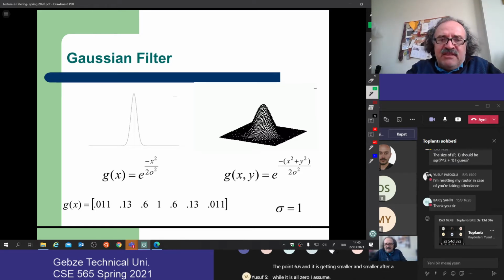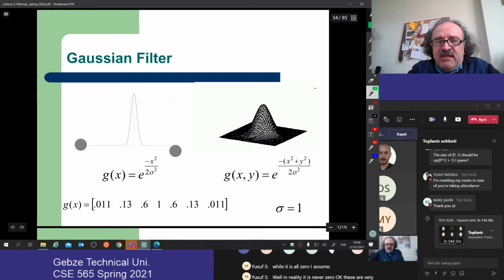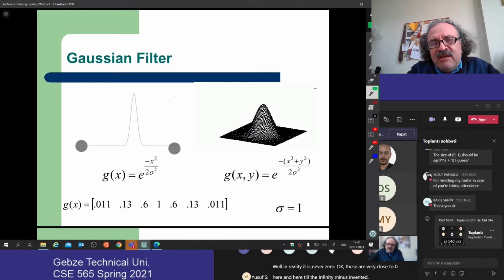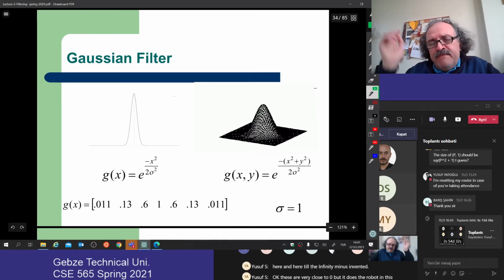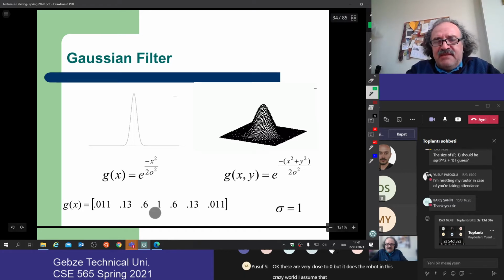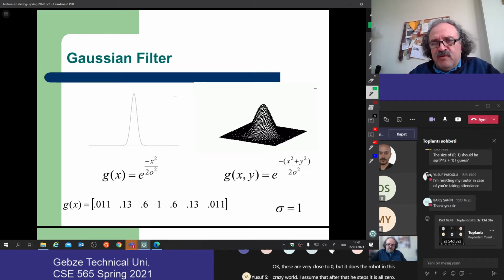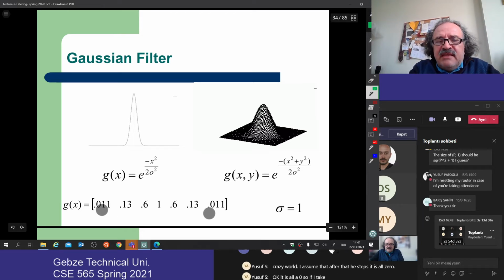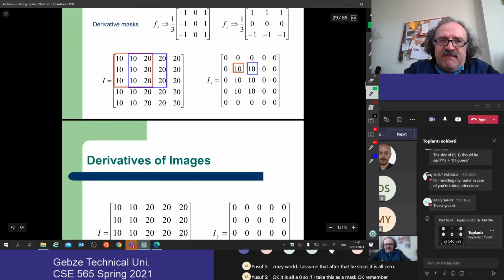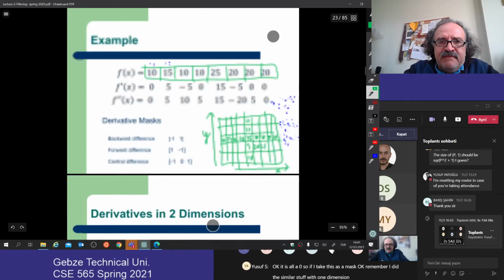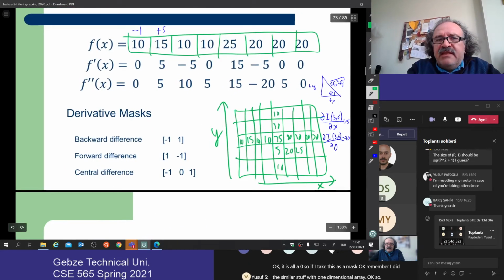Well, in reality, it is never 0, okay? But these are very close to 0 here and here, till minus infinity and plus infinity. They are very close to 0, but not 0. But in the discrete world, I assume that after a few steps, it is all 0. So if I take this as a mask, remember I did similar stuff with a one-dimensional image. The derivative mask used -1, 1. Central difference used -1, 0, 1.